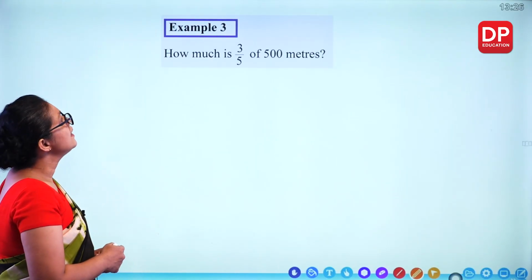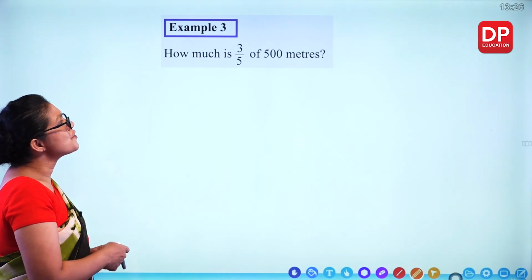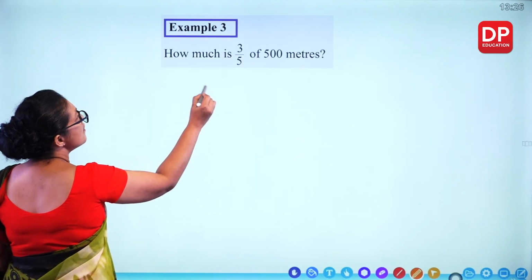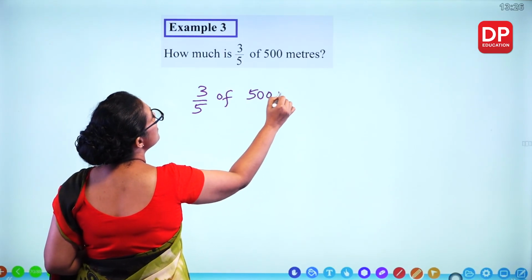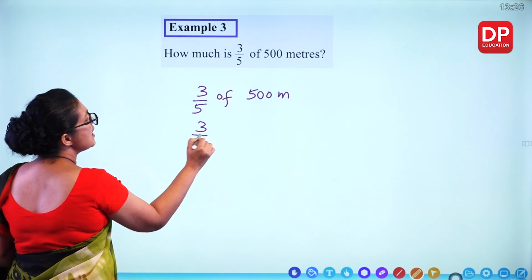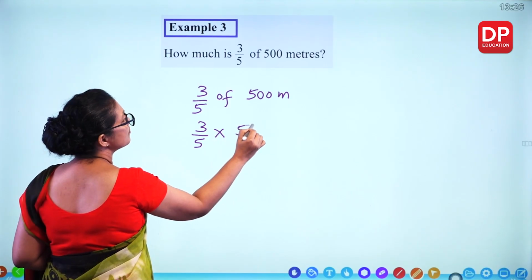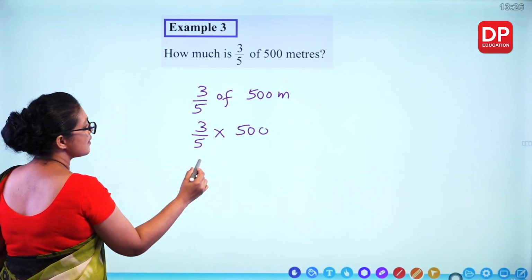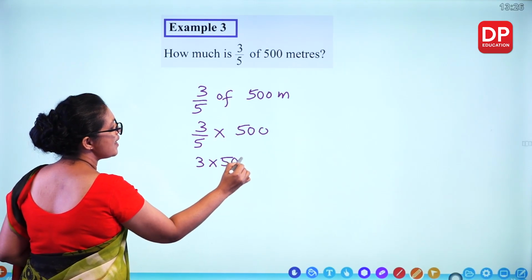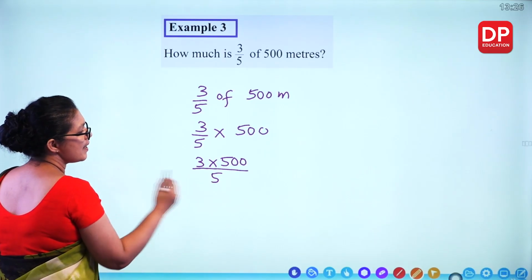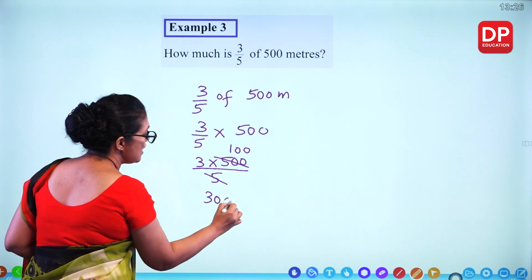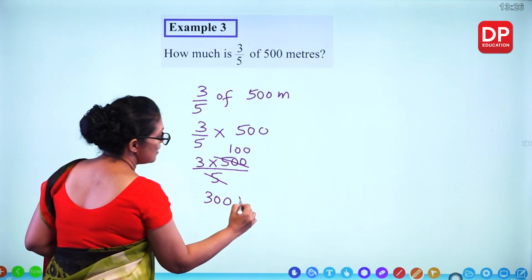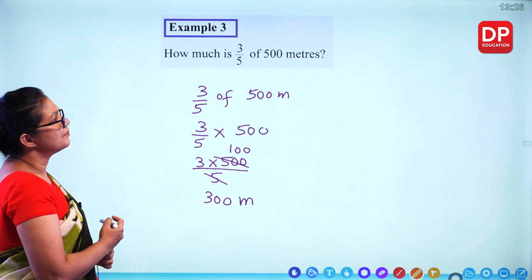Example number 3. How much is 3/5 of 500? 3/5 of 500 meters. Of means multiplication. Then multiply the numerator separately, denominator separately. 5 times 100, 100 times 3, 300 meters.